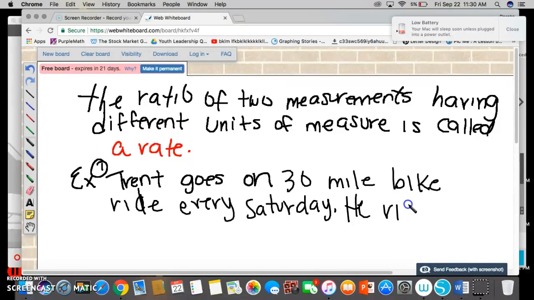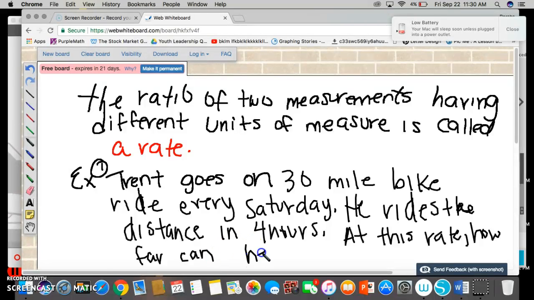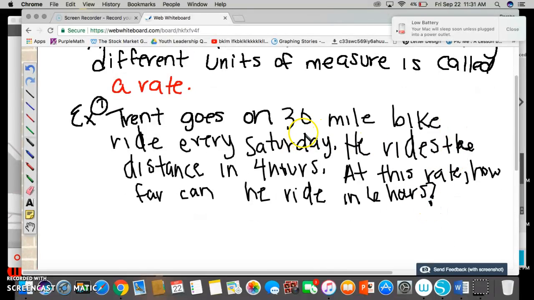So he rides the distance in 4 hours. The question asks, at this rate, how far can he ride in 6 hours? There's some key information here that we can use. We know that he goes on a 30-mile bike ride every Saturday, and he rides the distance in 4 hours. So he goes 30 miles in 4 hours on a bicycle. The question asks, at this rate, how far can he ride in 6 hours?